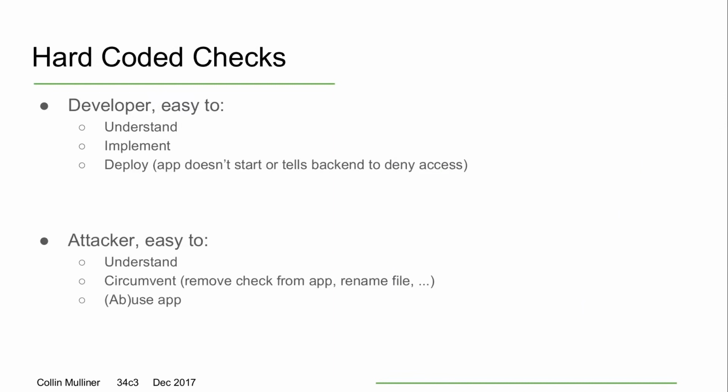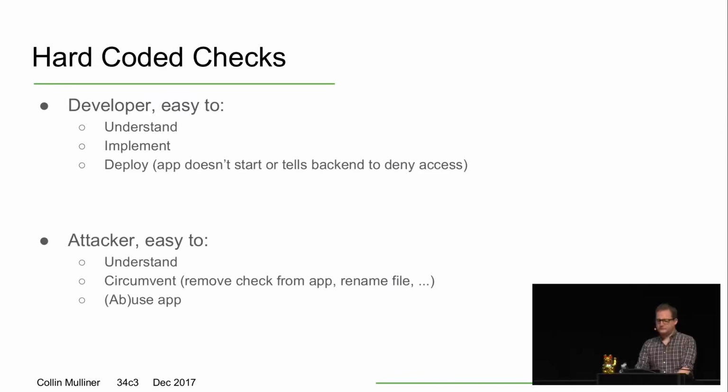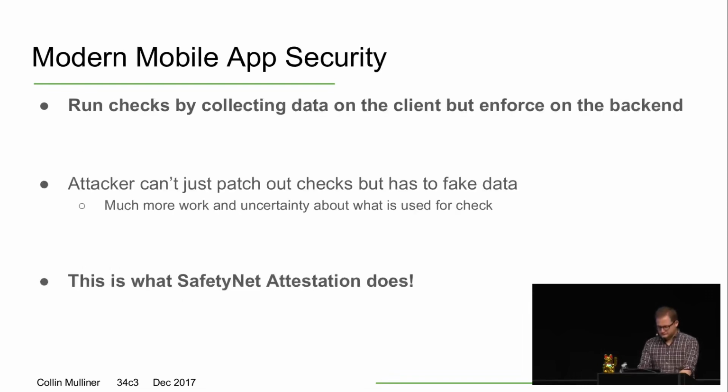In the old days, it was really easy for developers to implement because they knew they could just check for certain files or certain packages. You don't have to be a genius. You just check for this file, and then you can very easily deploy those kinds of checks. But of course, for the attacker, it's easy as well because they also understand how this works. So they could just rename some files or move files around, and then they can again abuse those applications.